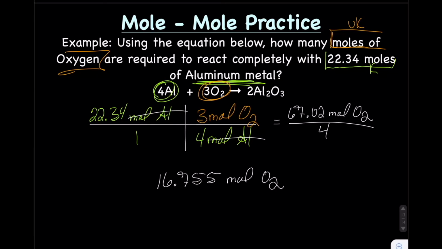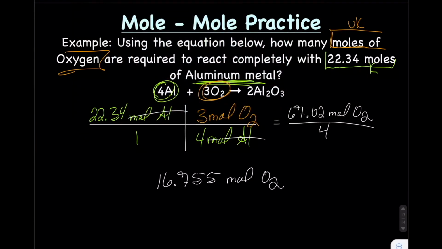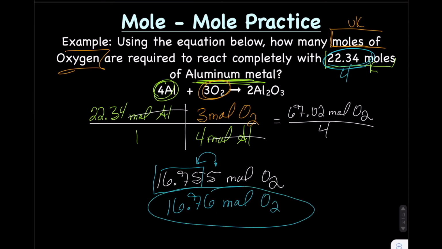And the last step, everybody's favorite, sig figs. So our given is 22.34 moles. We don't use the sig figs from the balanced equation. So we need 4 sig figs here. So 1, 2, 3, 4. This 5 rounds the 5 up to a 6. So final answer would be 16.76 moles of O2.